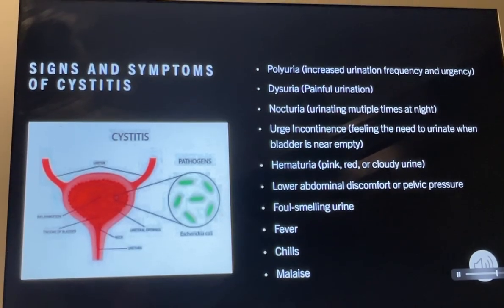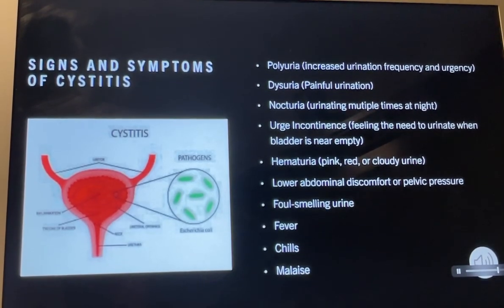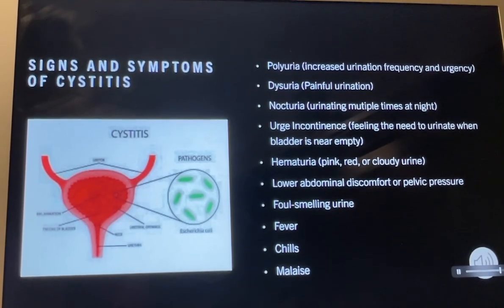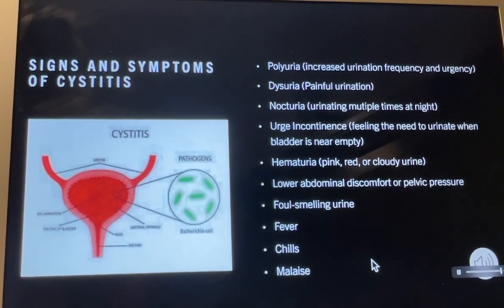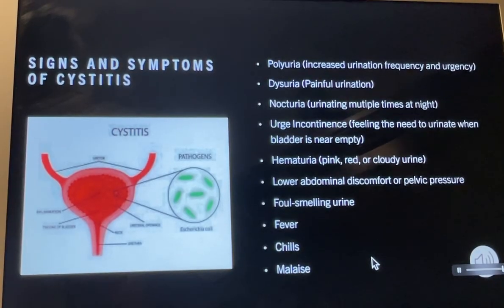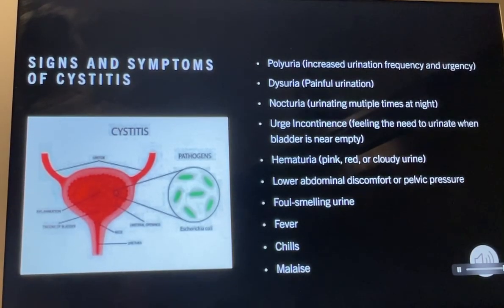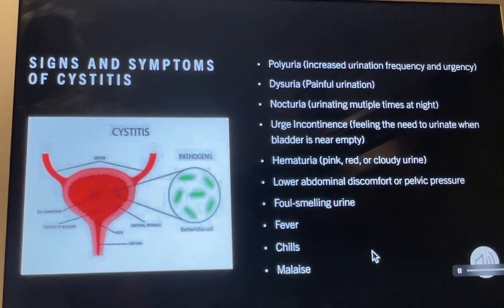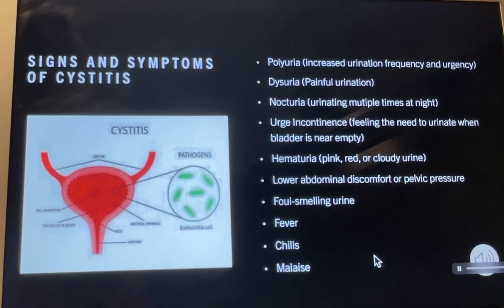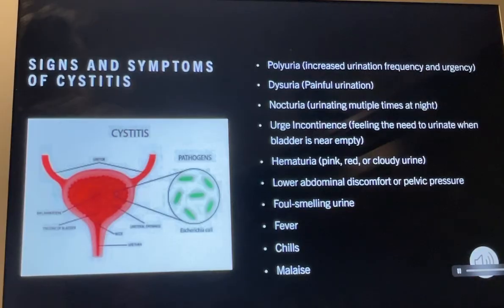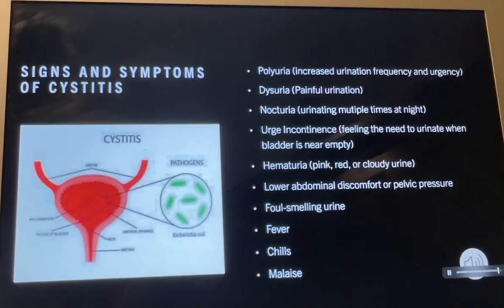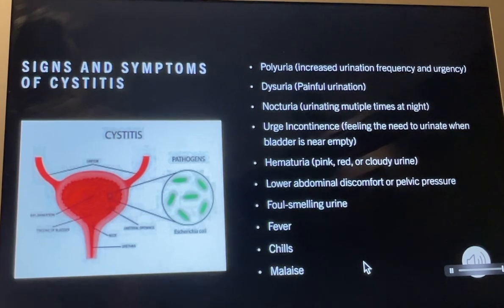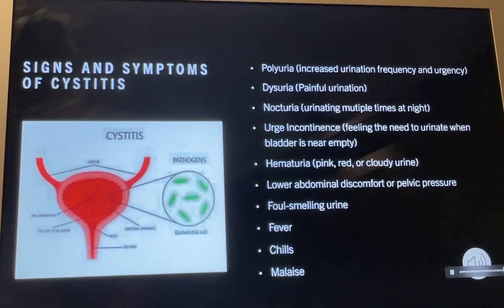And if infection starts to spread, the symptoms can get even more serious. You might develop fever, chills, and a general feeling of being unwell, also called malaise. These are warning signs that the infection could be moving beyond the bladder and immediate medical care is needed. The bottom line, recognizing these symptoms early and acting quickly can prevent the simple bladder infection from turning into something much more serious.